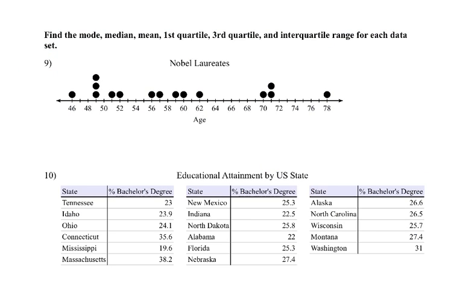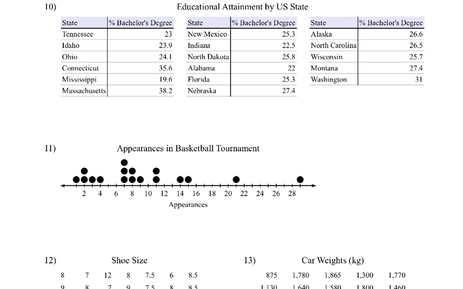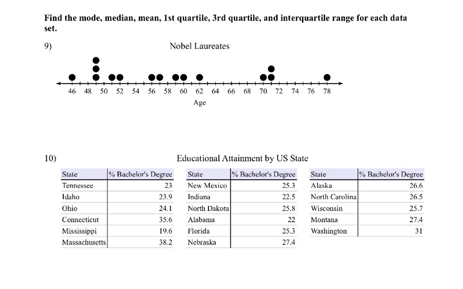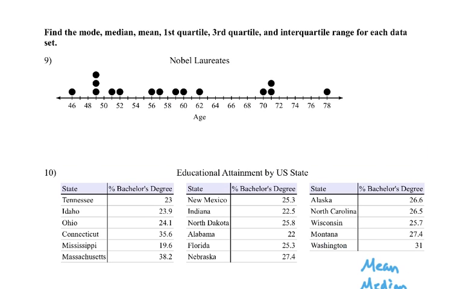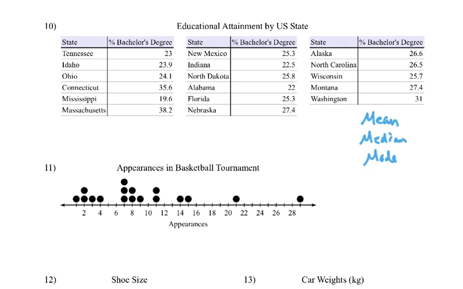All right, now we want to find the mode, median, mean, first quartile, third quartile, and interquartile range for each data set. Okay, so I'm going to do an example of each type, and then the rest you can do yourselves. Okay, so again, we want the mode, median, mean, first and third quartiles and interquartile range. And interquartile range will abbreviate IQR.